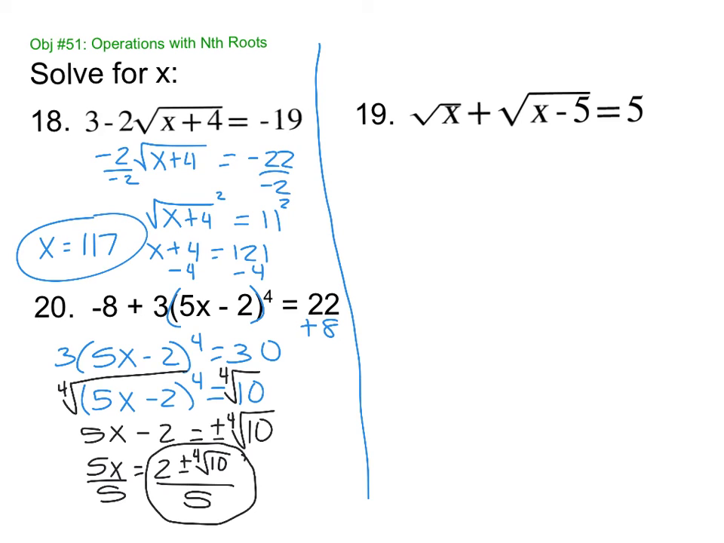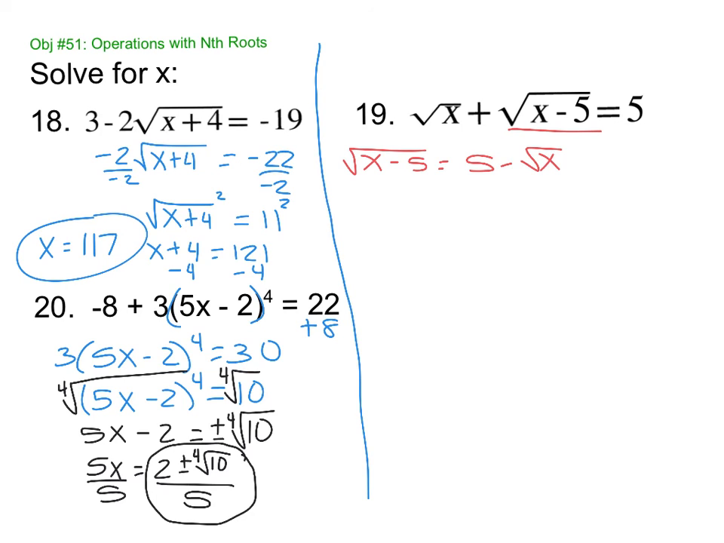All right, last one, 19. All right, this is the hard one. The lesson is out there. You can go rewatch it if you want. So we need to isolate one of our square roots. It doesn't matter which one, whichever one you think is easier for you to deal with. I isolated this guy first. So I subtracted the square root. So I got square root of x minus 5 equals 5 minus root x.